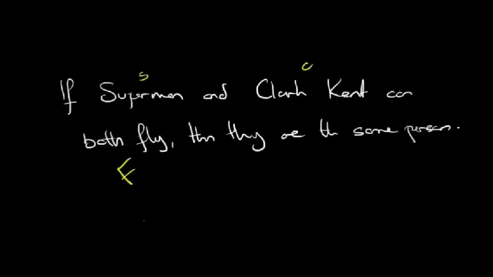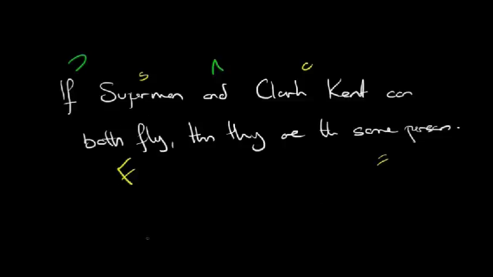Fly, we'll use an uppercase F. And the same person, well, we'll just understand that that's an identity statement, right? They are the same, they are identical. And we've got an if-then as well, so if we pick out our predicates, we've got an if-then, and we've got a conjunction. So then let's set about that.